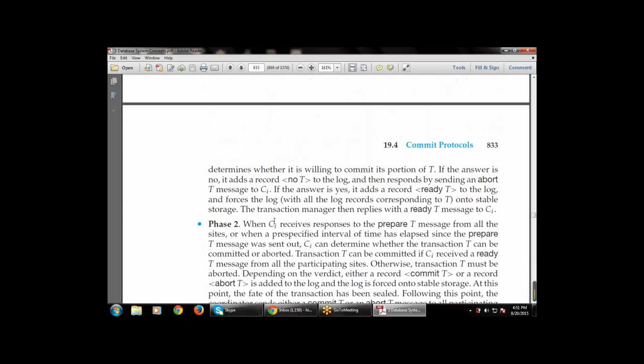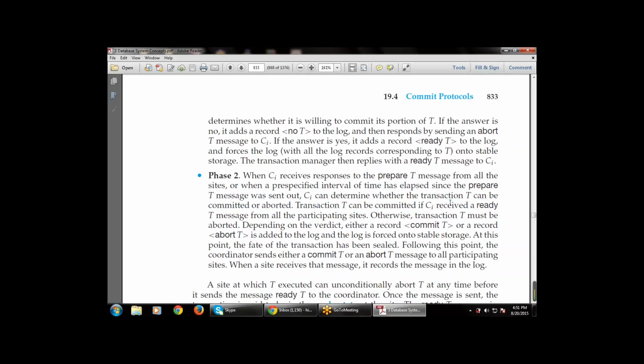In phase 2, C1 receives the responses to the prepare T message from all the sites. When a pre-specified interval of time has elapsed since the prepare T message was sent out, C1 determines whether the transaction can be committed or aborted. Transaction T can be committed if C1 receives a ready T message from all the participating sites. Otherwise, transaction T must be aborted.